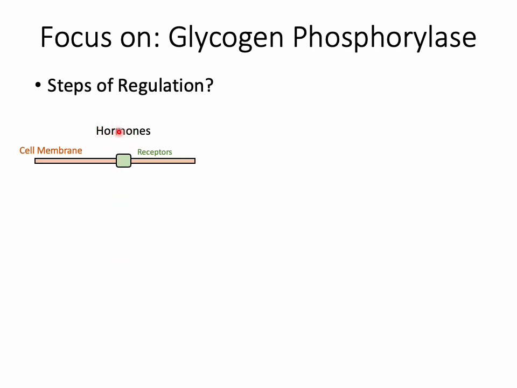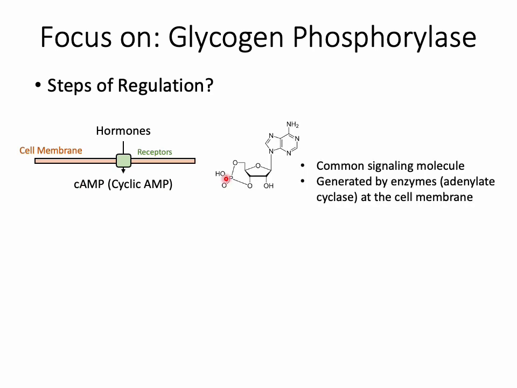So at the beginning of a regulatory cascade, we have hormones. These are signaling molecules which circulate through your body, signaling your body to do various things. These hormones will then meet with your cells and interact with cellular receptors on the surface of your cell membrane. These cellular receptors stimulate either the production or the destruction of a signaling molecule called cyclic AMP, or cAMP. The structure of cAMP is shown over here.